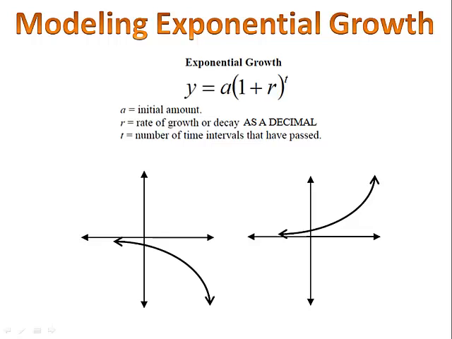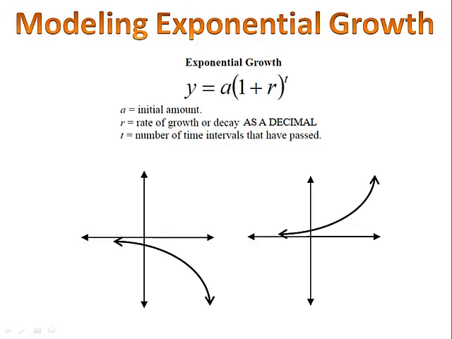The formula for exponential growth is given by y equals a times 1 plus r to the t. A is the amount you start with, r is the rate of growth written as a decimal, and t is the number of time intervals that have passed. Anytime we see something that's growing at a percentage rate, then we know it's exponential growth.